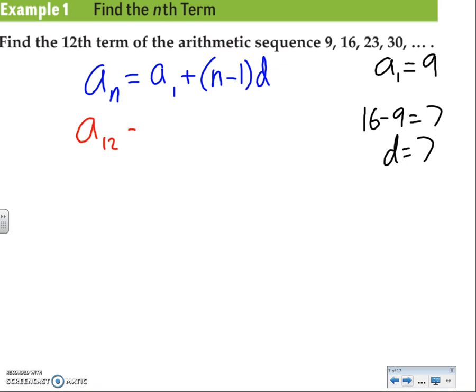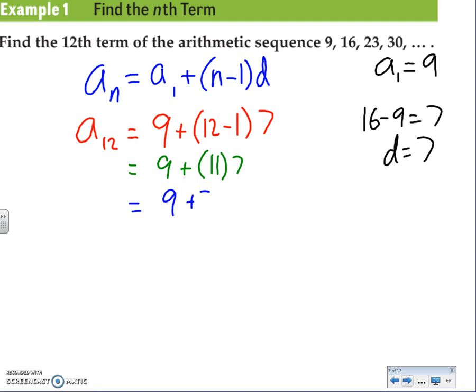A sub 12 equals a sub 1, which is 9, plus n, which is 12, minus 1 times d, which is 7. We're going to simplify. So it's 9 plus 12 minus 1 is 11 times 7. Well, 11 times 7 is 77 plus 9 gives us 86. So that is our 12th term.